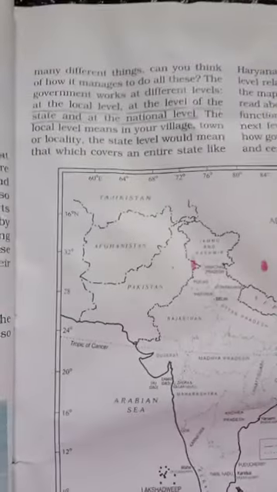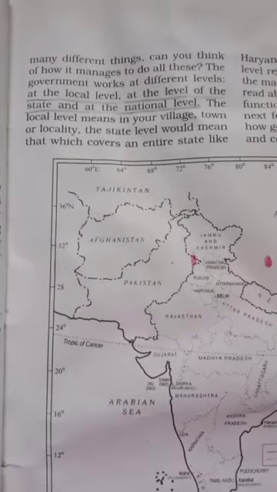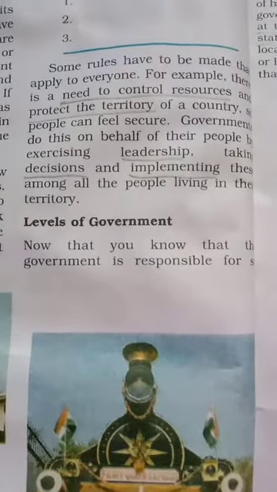If laws are there, we have to follow them. Okay, and it is the duty of the government to implement that. So the next heading is levels of government.